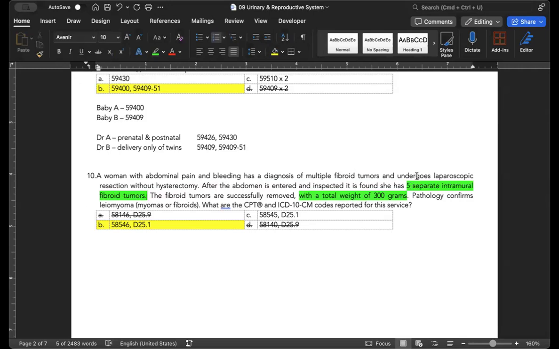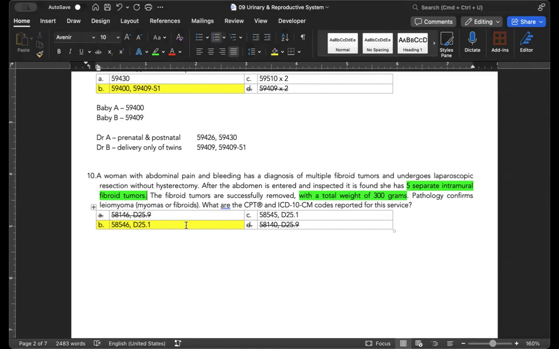So what if this had 3 separate with a total weight of 300? Would that change our answer? Okay. Read your code description very carefully. So it's one or the other criteria has to be met. If we have 3, but the total weight is greater than 250, we can still use 4.6 because it doesn't have to be both 5 or more and greater than 250. It has to be 5 or more and/or greater than 250.